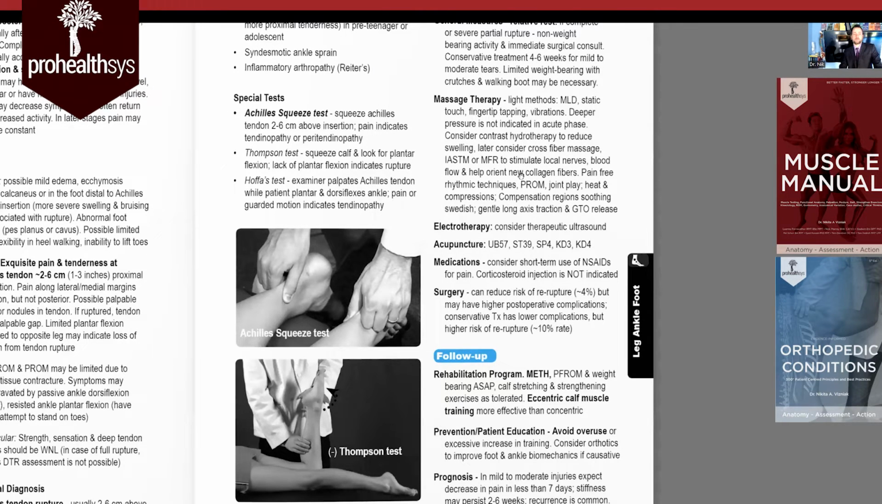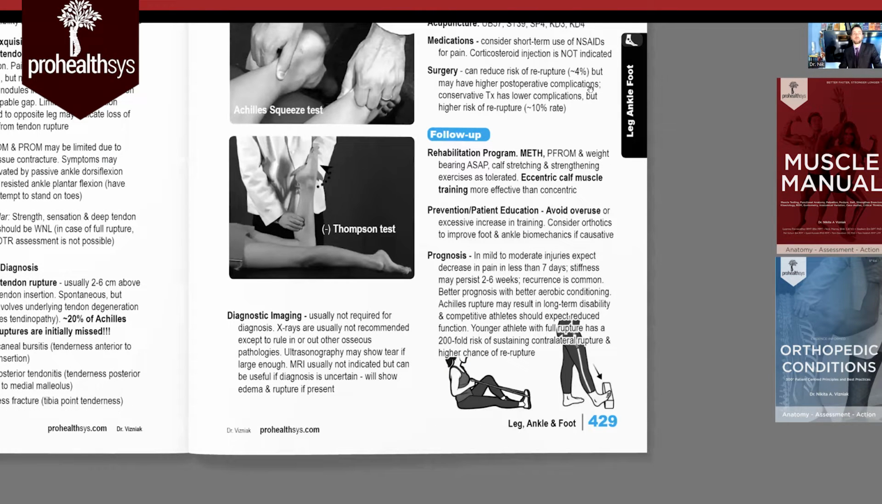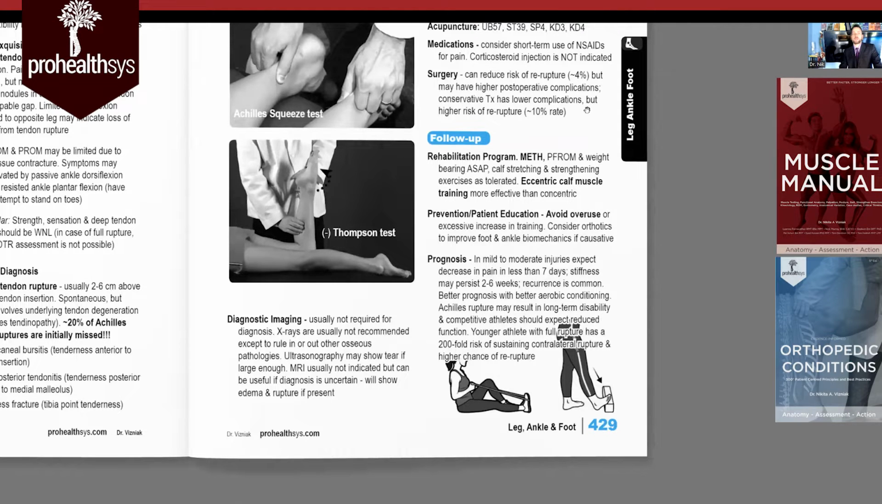All right, what do we see here? Higher postoperative complications. Conservative treatment has lower complications, but has a higher risk of re-rupture. So again, make the person aware of that. But chances are if they've ruptured it, they're in their 40s and 50s. They're not going to be extremely athletically active in the vast majority of cases.